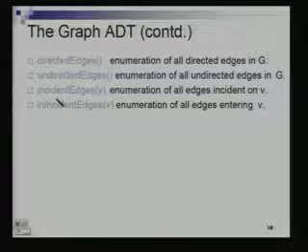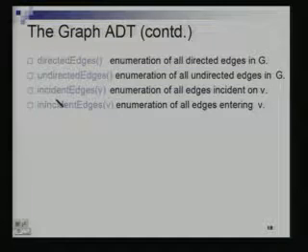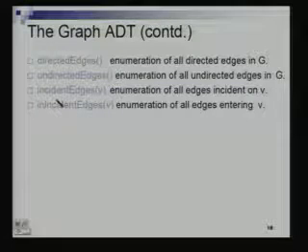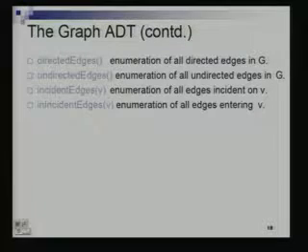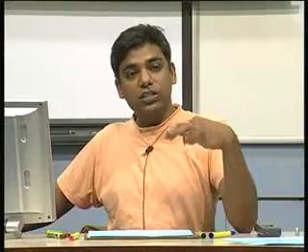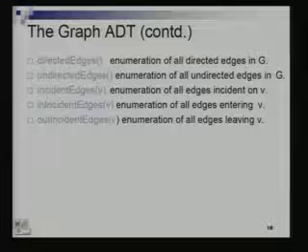For a directed graph, there are two kinds of edges. Either there would be edges which start from this vertex or there would be edges which end at this vertex. So, you could have a notion of in-incident edges, which are edges entering vertex V, ending at vertex V, and out-incident edges, which are edges starting from vertex V, going out of vertex V.